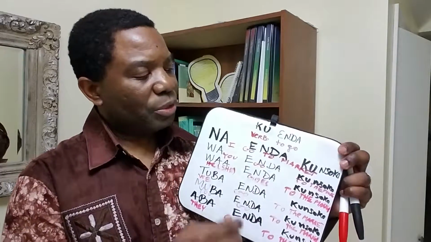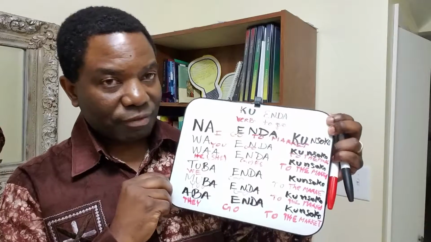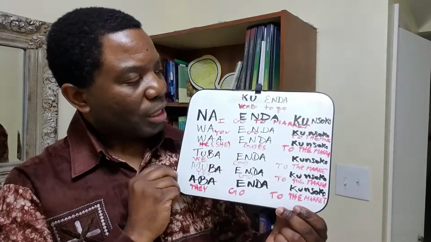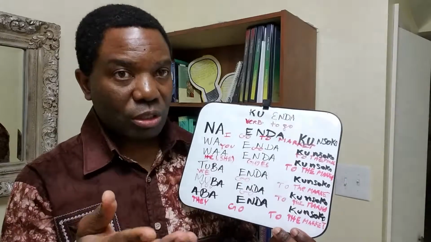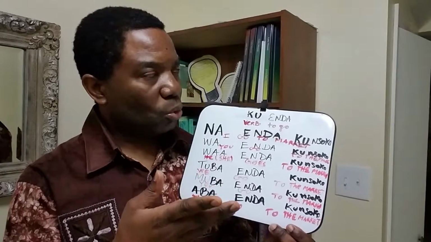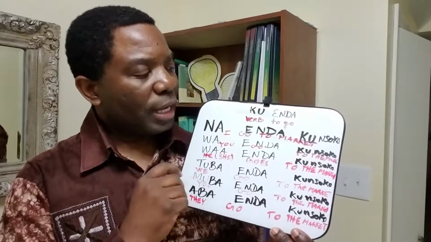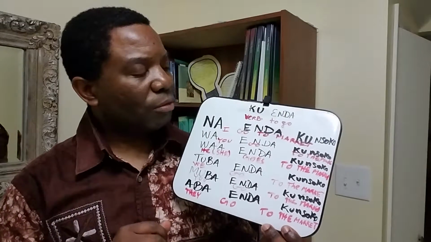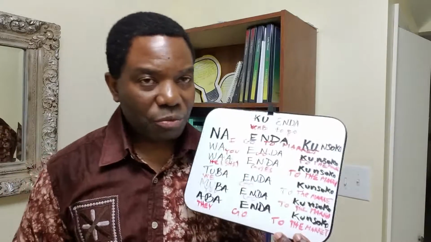Verb kuenda. In Kiluba, when you see ku, it means it's the infinitive. This is the verb kuenda, verb to go. And that ku means to. So the verb to go is the verb kuenda. So verb kuenda means to go.